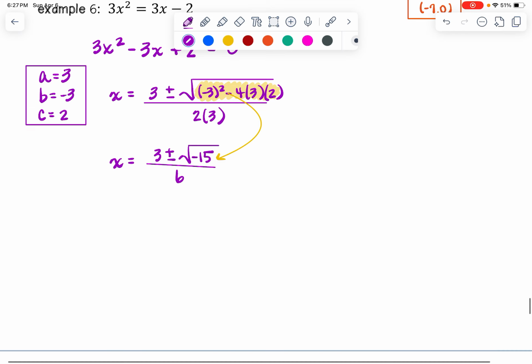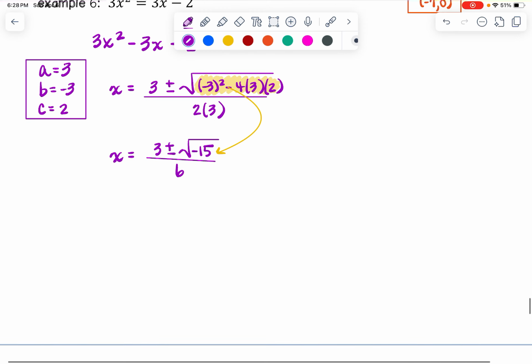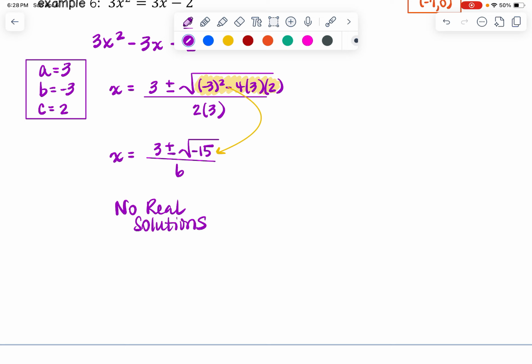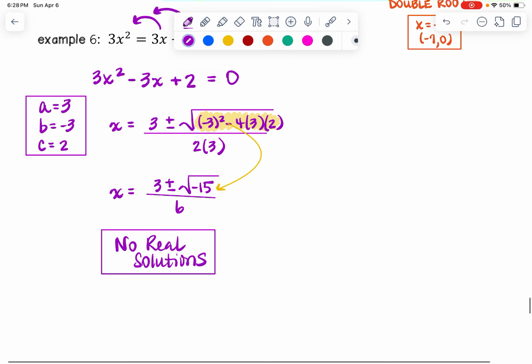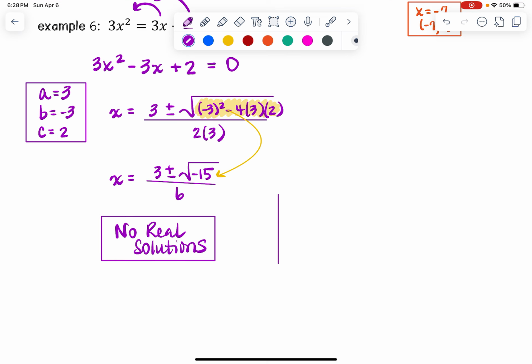Now, if I try to take the square root of a -15, it's going to tell me an error because I can't take the square root of a negative number in the real number system. So this is no real solutions. And that's what you're going to put as your answer, okay? Because I can't take the square root of a negative in the real number system. Like I said, when you get to algebra 2, you'll learn how that works and what's happening there, right?